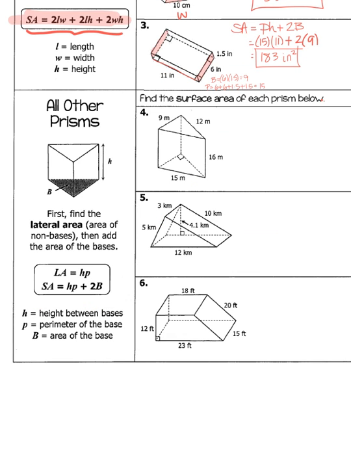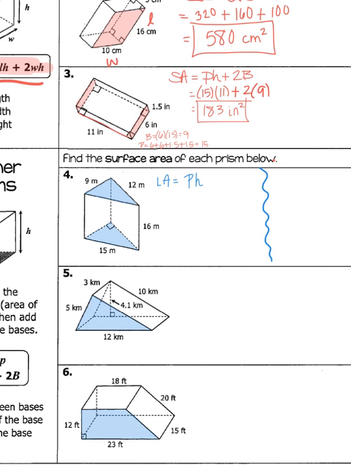Alright, now we are dealing with all the other prisms like triangular prism, hexagonal prism, pentagonal prism, whatever the base may be. So what I want to do, before I get started and start solving, is take a second to go ahead and shade my bases. That way I have a clear picture. Alright, so for number 4, the first thing I'm going to find is the lateral area. The lateral area is just the perimeter of the base times the height of the prism.